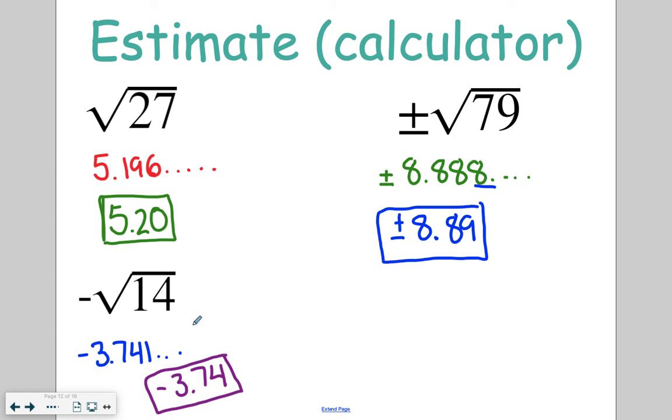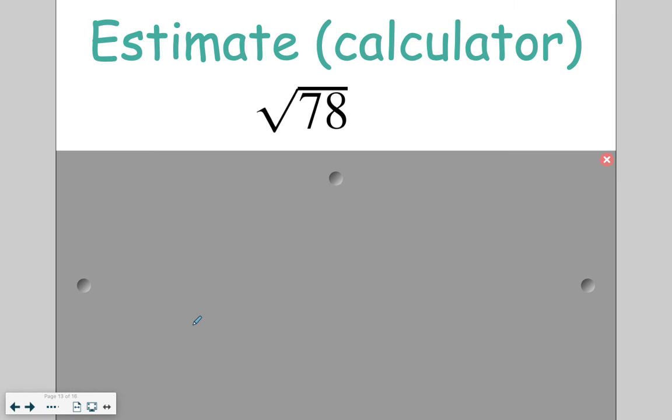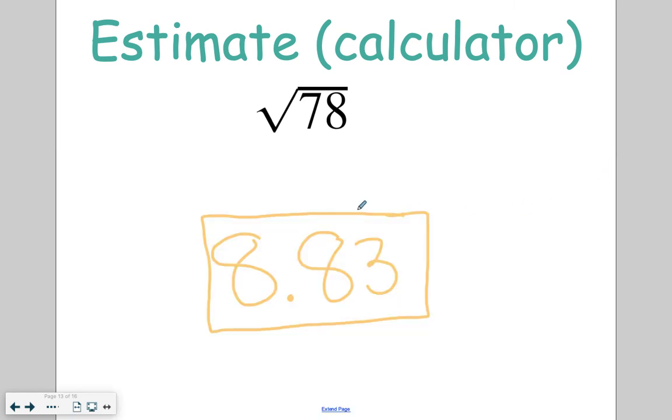So when it actually asks you to estimate with a calculator, it means to get the decimal value. If it asks you to estimate without the calculator, then it's going to be that in-between value, which I had previously shown you. Go ahead and try this one on your own. We end up with 8.83 as our rounded estimate for this square root.